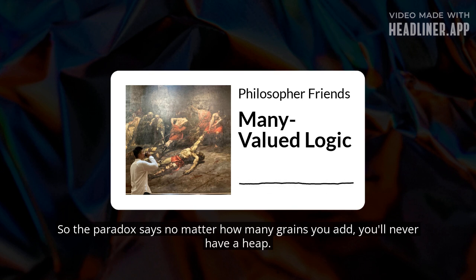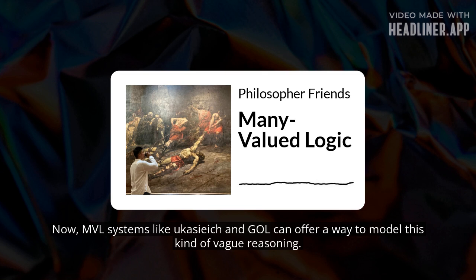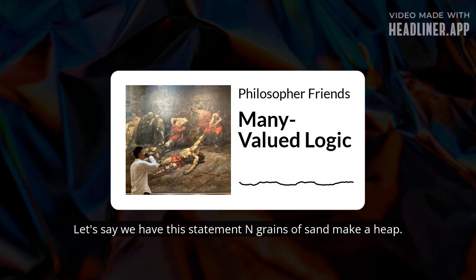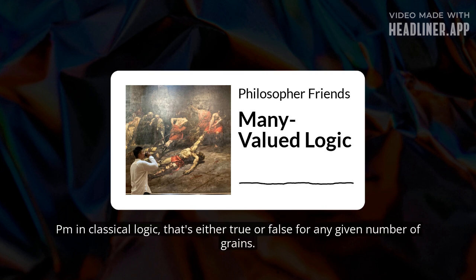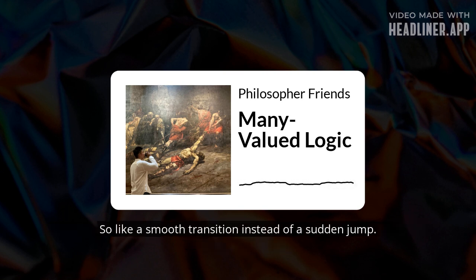So the paradox says no matter how many grains you add, you'll never have a heap. Yeah, because where's the line? It all seems so arbitrary. Exactly. Now, MVL systems like Łukasiewicz and Gödel can offer a way to model this kind of vague reasoning. Oh, interesting, how so? Let's say we have this statement, n grains of sand make a heap. We'll call it Pn. All right, Pn. In classical logic, that's either true or false for any given number of grains. Right, but in MVL we can give Pn truth degrees that show that gradual change from not a heap to heap. So like a smooth transition instead of a sudden jump.